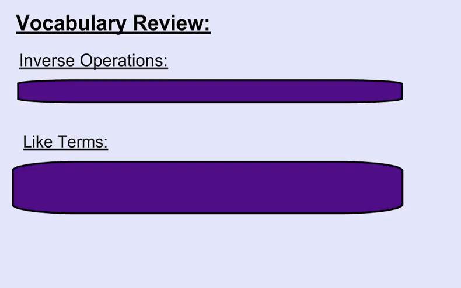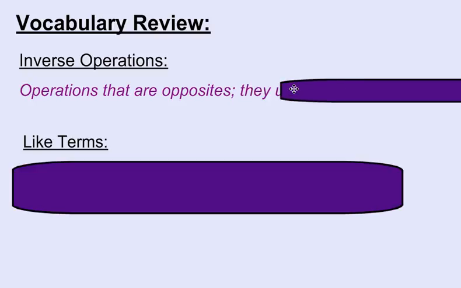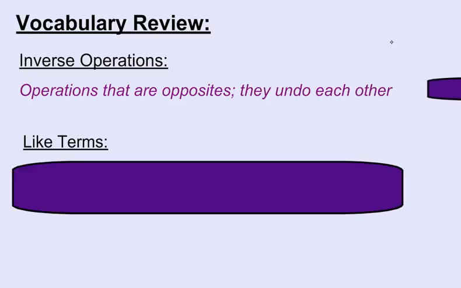A couple of vocabulary terms to look at first. To review, inverse operations. What are they? Inverse usually means opposite. So they are operations that are the opposites, or they undo each other. So if you have addition, subtraction would be the opposite. If you have subtraction, addition would be the inverse. If you have multiplication, division, and then the same thing. Division, the opposite would be multiplication.